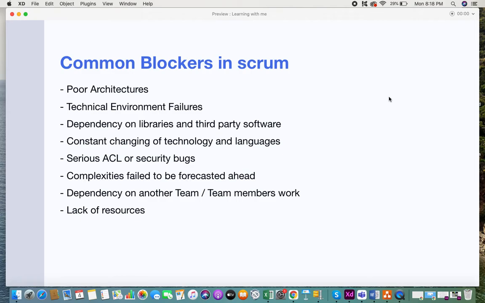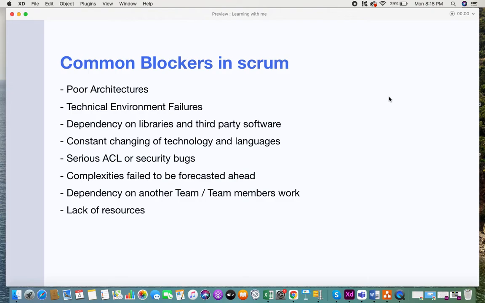The next one is constant changing of technology and languages. Always keep in mind, you should use the right technology and language based upon your product requirements. Never keep changing technologies and languages just because it's new in the market, because sometimes they may not be suitable for your requirement. So frequent changing of technology and languages can ultimately be a blocker for deploying the product later on in the future.